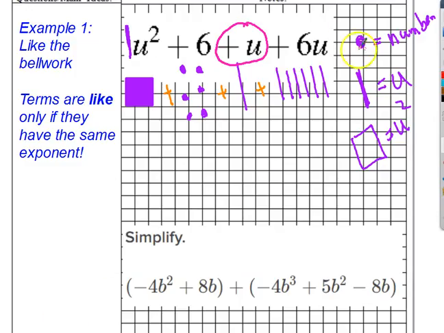Okay, so if I were to use a dot to mean a number, like the number 6, and a line, so this is example 1, the next one's going to be example 2. The new thing that we've learned is that terms are like only if they have the same exponents, which means that I can only add two terms together if they have the same little number on top.